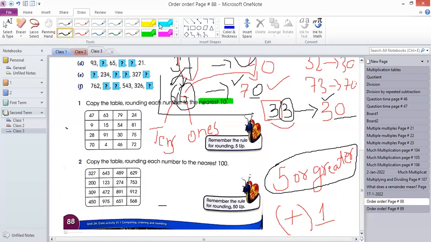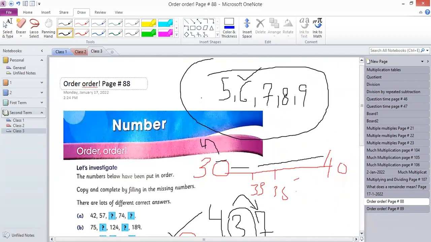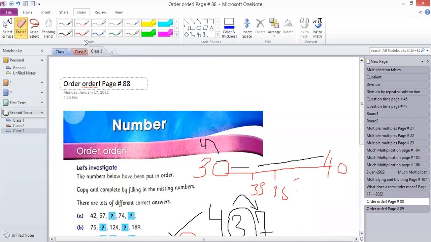So you can have too many examples, guys. I will give you two or three examples now, then I will ask if you have any questions. Look at 51. In 51, the ones number is 1, which is less than 5. So the tens number will not change. With 5, you will write 0. 5 tens, I mean 50.